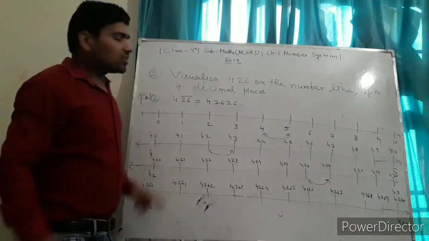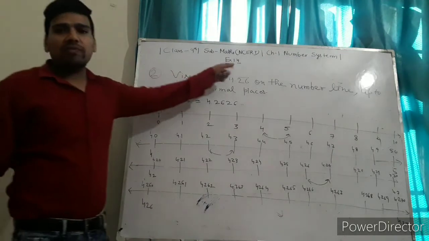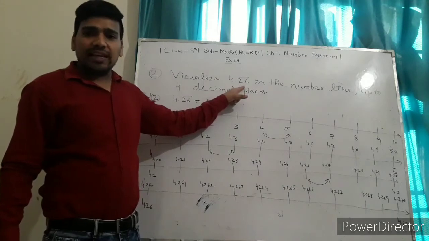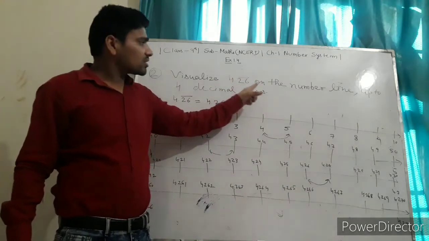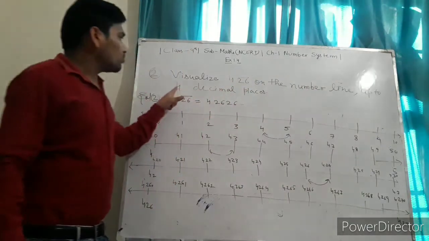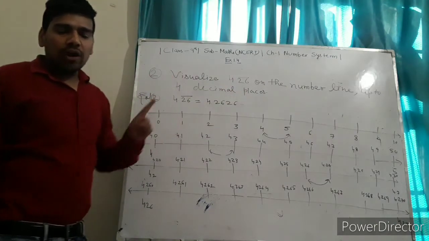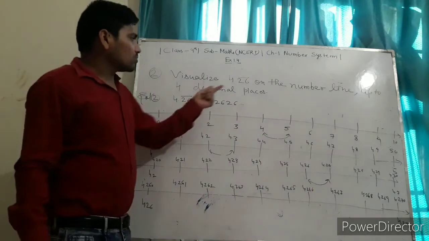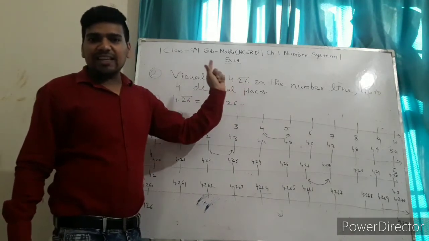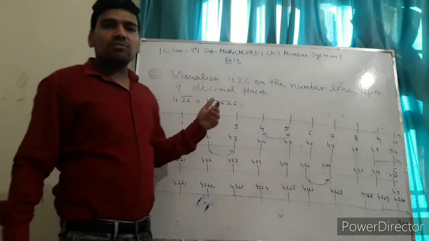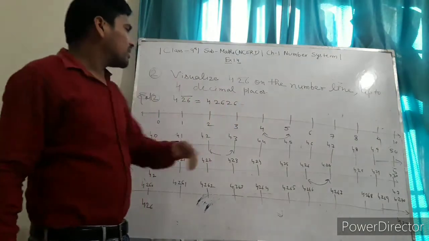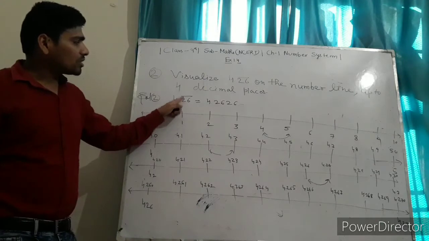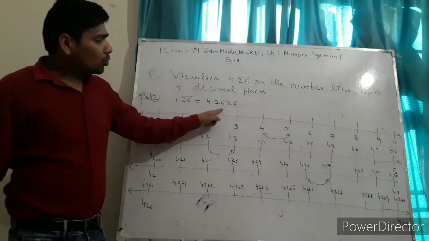Okay students, this is the second sum of Exercise 1.4. The second sum says to visualize 4.26 with a bar above the 26 on the number line up to 4 decimal places. Because there is a bar over the 26, it repeats again and again, but the only requirement is up to 4 digits. So I can write 4.26 bar is equal to 4.2626.